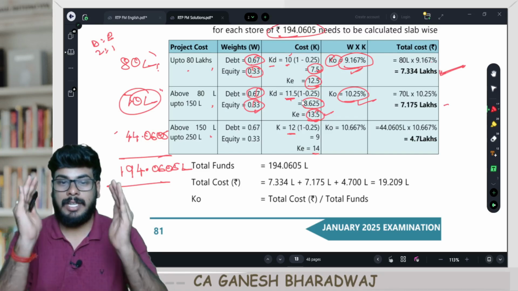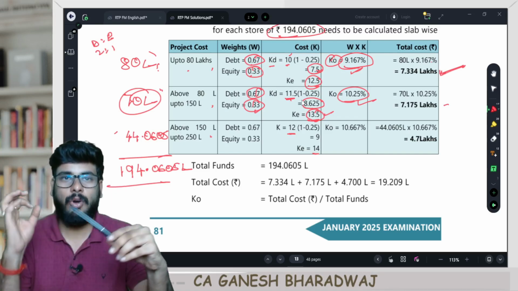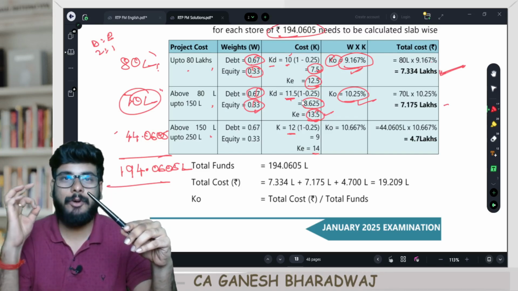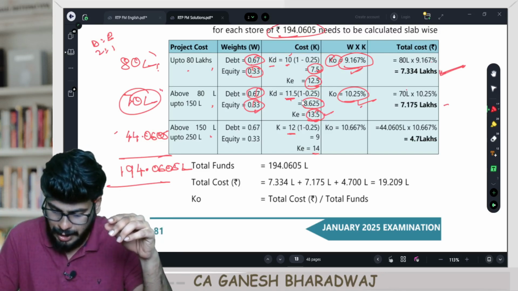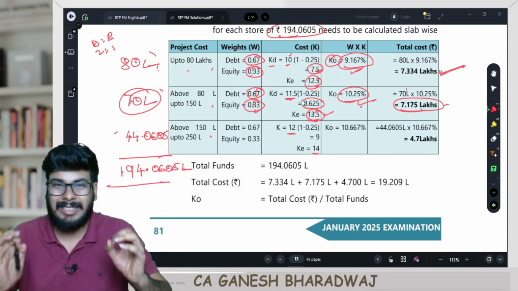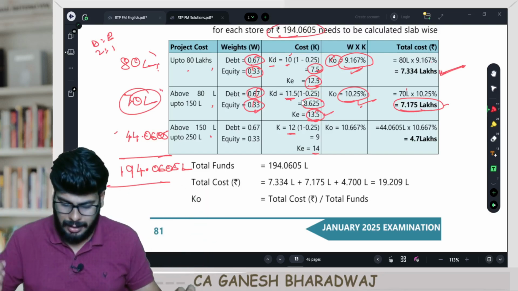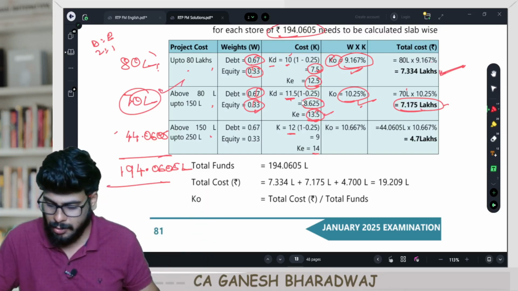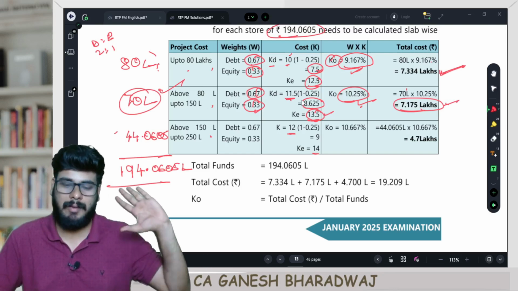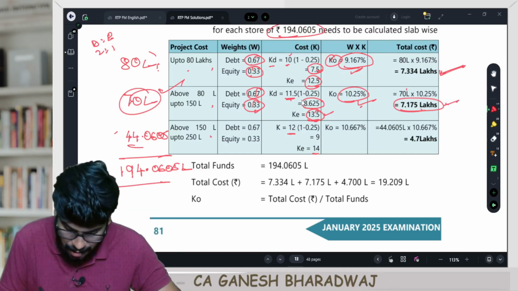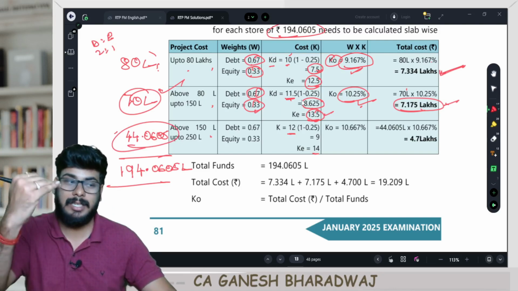Meaning, for the next 70 lakh rupees, the overall cost I'm incurring is 10.25 percent. So 10.25 percent into 70 lakh. Ideally speaking, the exact overall cost of finance that I am incurring for this 70 lakhs is going to be 7.175 lakhs. Similar calculation for the next 44.0605 lakhs. That is the third slab.